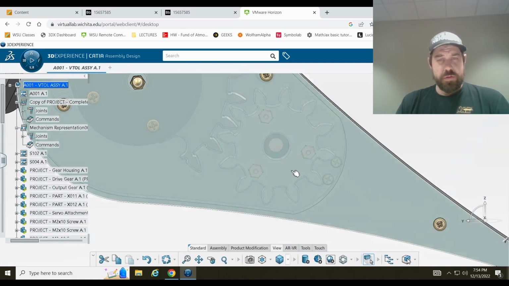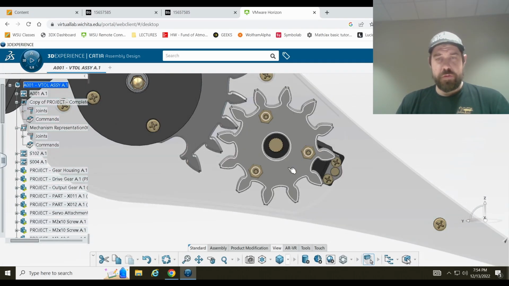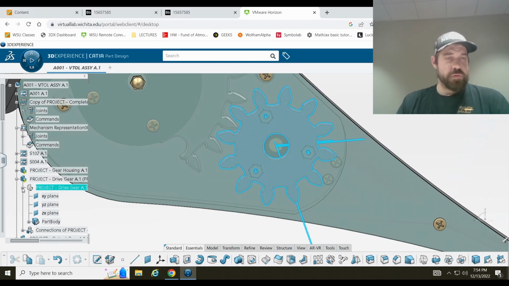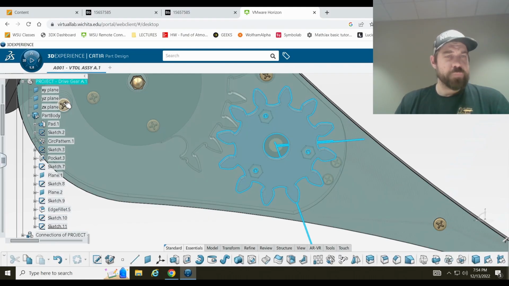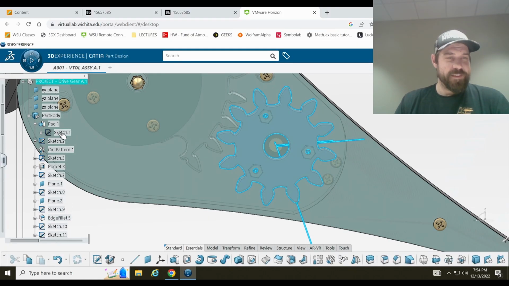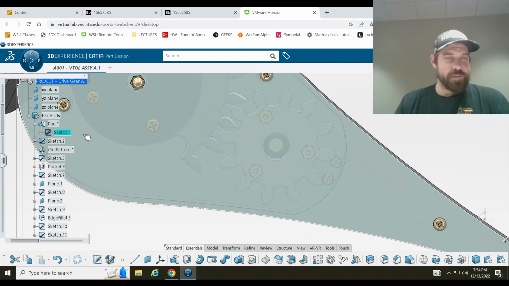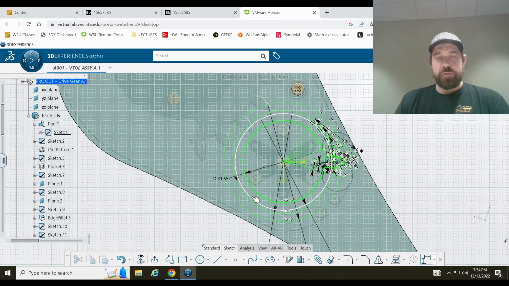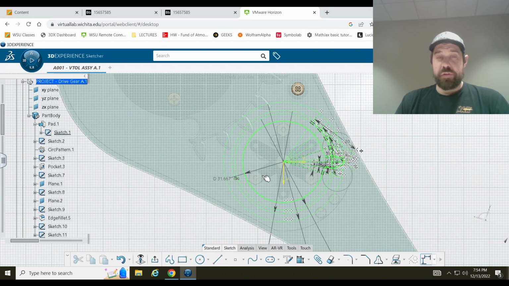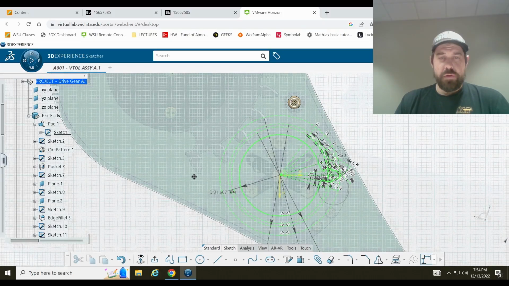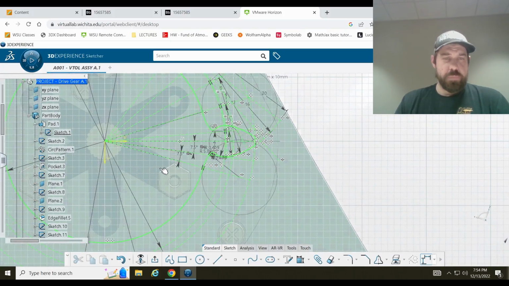This drive gear is made with an involute gear profile. The involute gear profile was done mathematically, sketching instead of just guessing at what a good gear profile looks like. So all of these circles here are the main circles that you need for a gear. There's the outer diameter, the base circle, the addendum and the dedendum, and the pitch diameter.